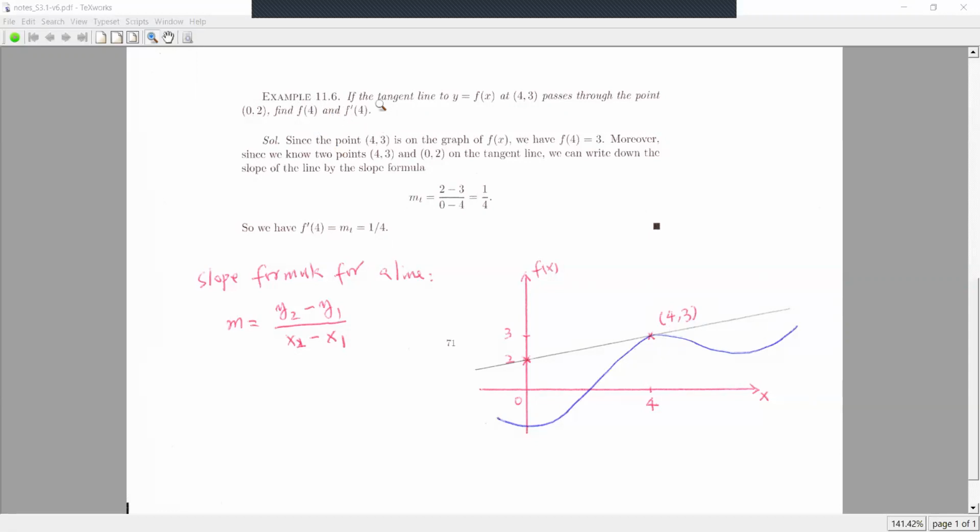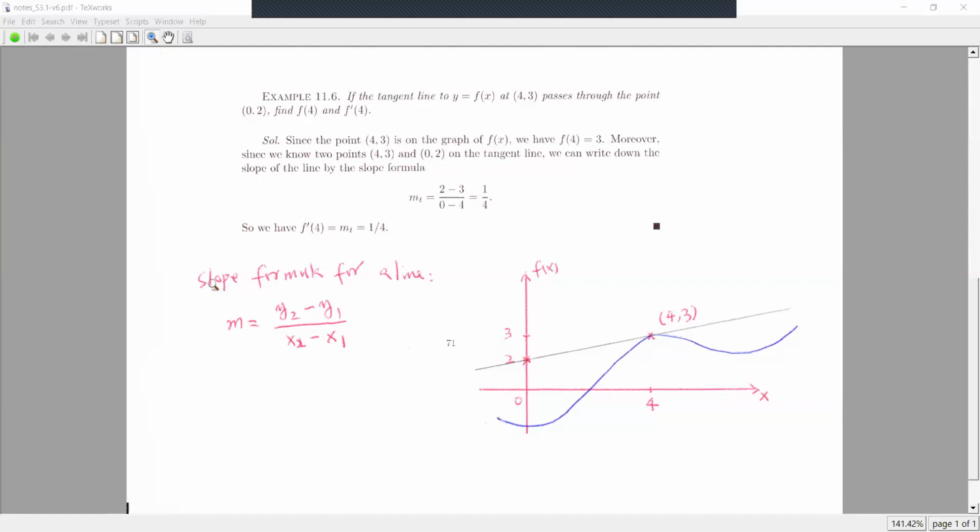Now, we turn to determine the derivative f'(4). By fact number 1, it is the slope of the tangent line at the point 4. That is, this guy is the slope of this tangent line. Now, about this tangent line, we can determine the slope because we have 2 points on the tangent line. 4, 3 is one point. The second point is 0, 2.